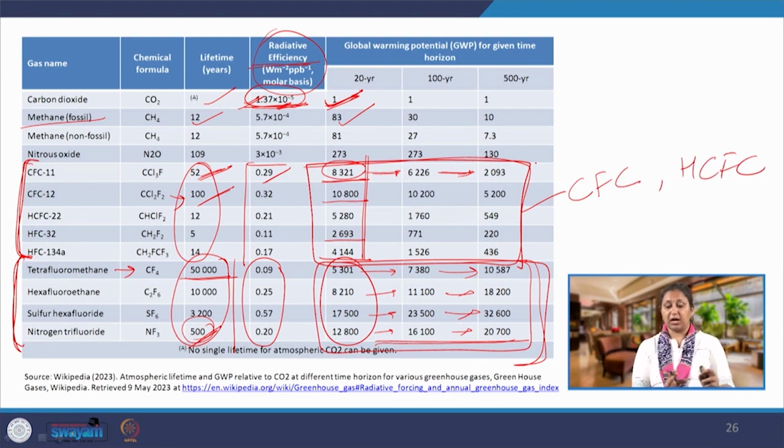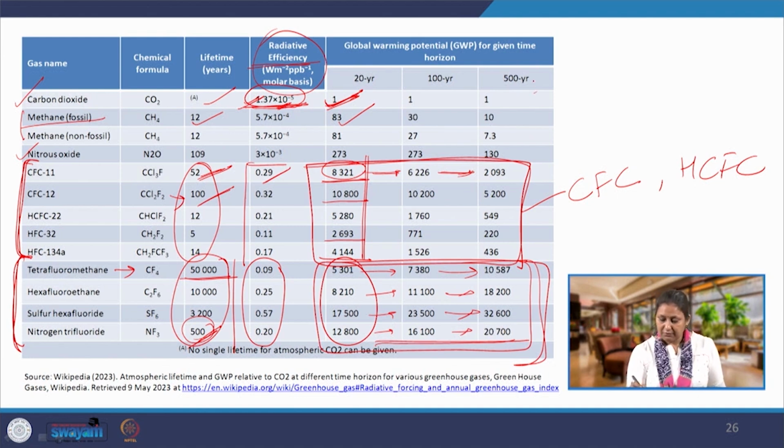If we compare with carbon dioxide especially, they have a higher GWP. And then we have three gases: carbon dioxide, methane and nitrous oxide. Of these three gases, methane has two sources, fossil and non-fossil. As I said, fossil burning also releases methane, and biomass burning and decomposition of biomass also release methane. So, we get a lot of methane from wastelands. So, there are two different sources and they have the same potential.